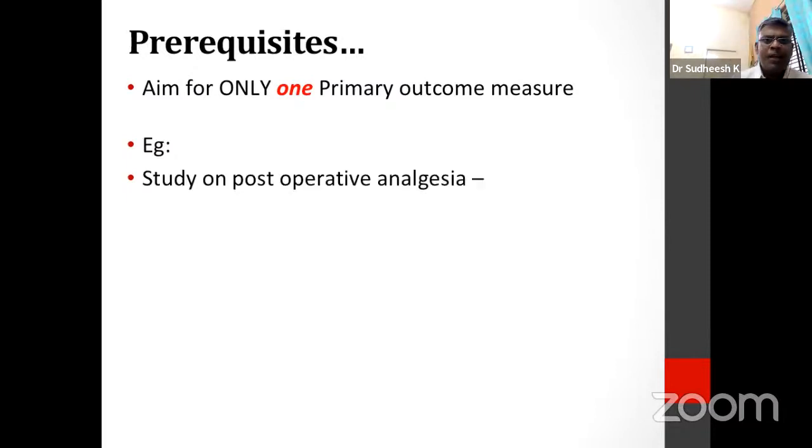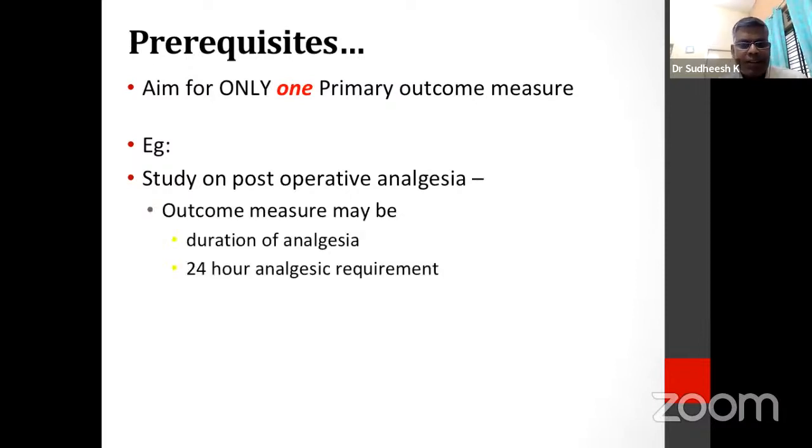For example, if you're doing a study on post-operative analgesia, it's very important that you define your primary outcome measure. You can think about many outcome measures. How do you measure the effect of a particular drug on post-operative analgesia? You have to measure by using an objective criterion such as duration of analgesia, or sometimes it might be 24-hour analgesic requirement, or even its effect on the VAS scoring.